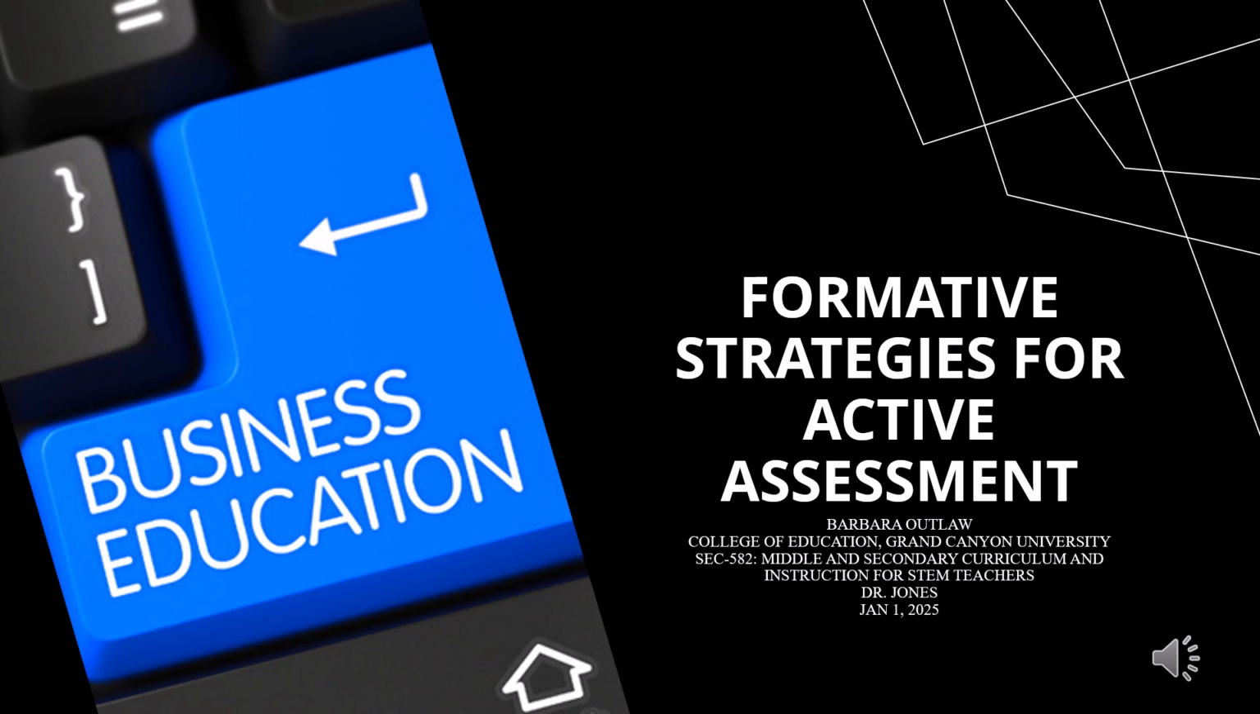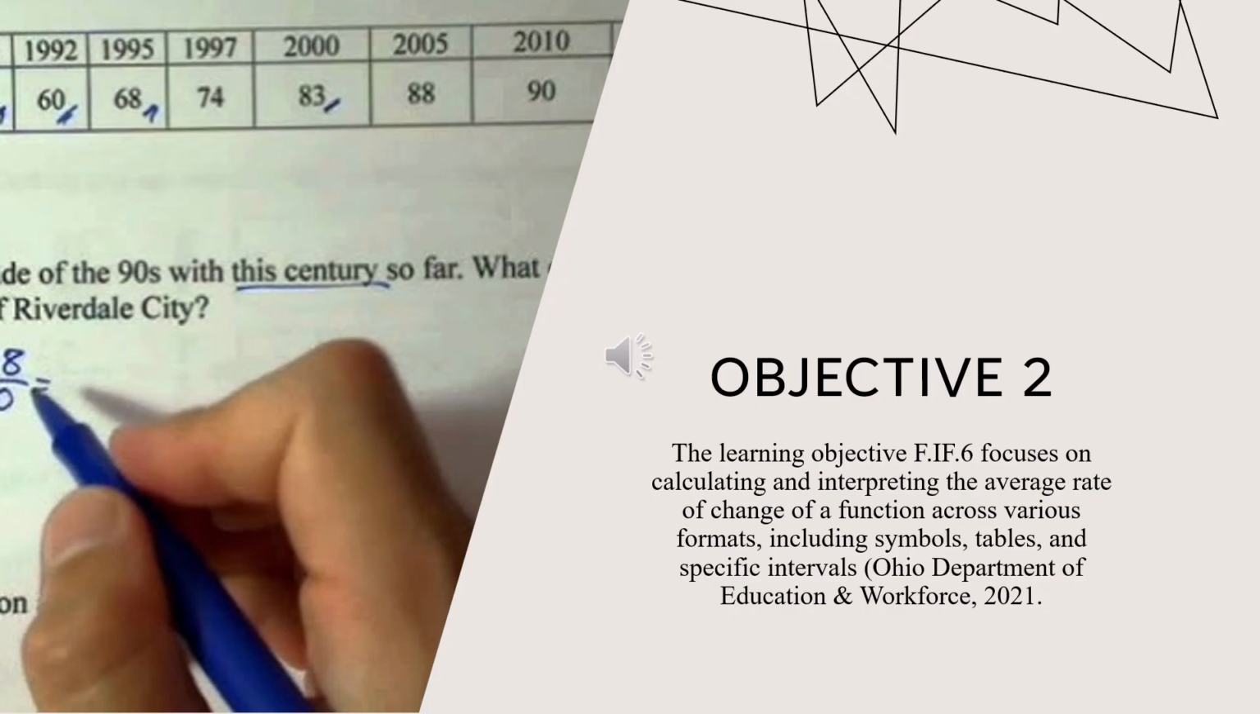Hello, I'm Barbara Outlaw, and I'm here today to discuss some formative strategies that one can use to support students learning business and math. Starting with this objective, we'll support students' understanding of how functions behave. By choosing assignments that complement the standard, we can emphasize interpreting key graph features such as increasing and decreasing intervals and relate these concepts to real world scenarios.